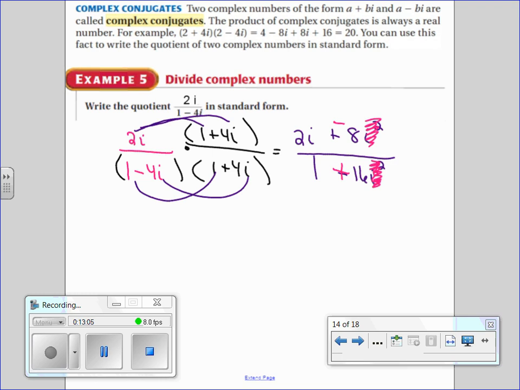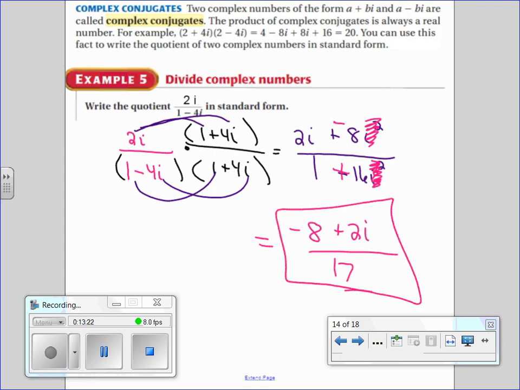Nathan asked, do we always have to have that real number first? Yes. So in the numerator, I want to put that negative 8 first. Then I want to put the 2i, just to have it look more like a complex number. And what's my denominator, 17? And it's all been written nicely in standard form here. There's no i's in the bottom, which is good.